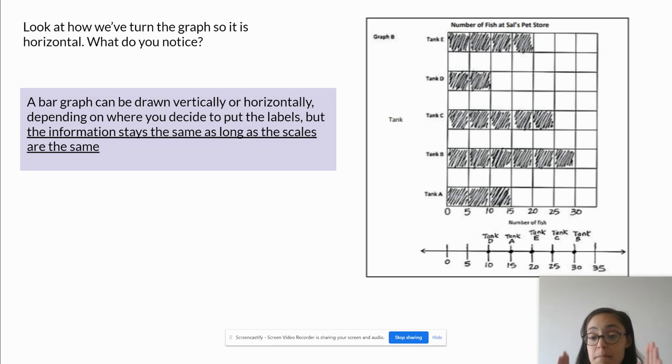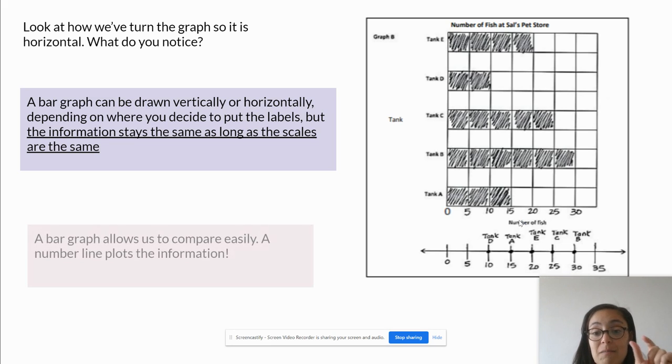The information stays the same as long as you are labeling your side lengths the right way. So if you have your side lengths with the tanks or with the number of fish, whether you put it horizontally or vertically, you know that you need to keep them the same. So you're measuring by the same numbers. And a bar graph allows us to compare easily.